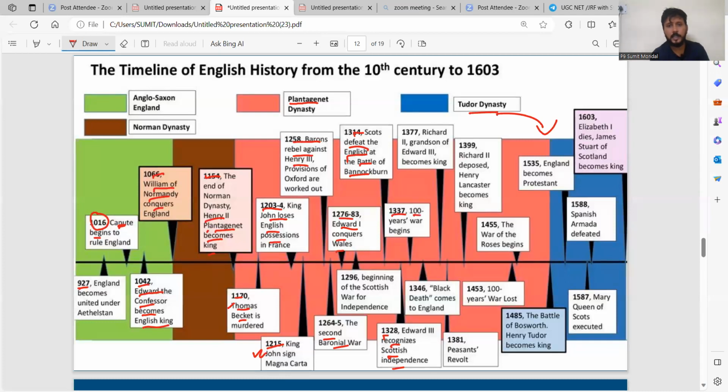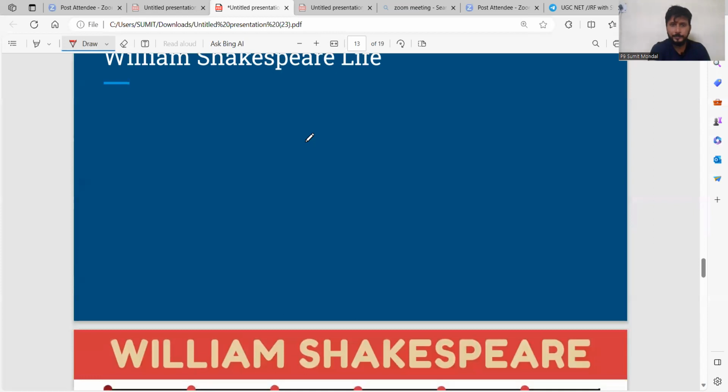1337, the Hundred Years' War begins. 1377, Richard II, grandson of Edward III, becomes king. In this time you can see the development of literature, and the development of war. Okay, and by the 16th century, what happened? The Tudor dynasty was established in 1535, as you have already seen, and the Protestant Revolution started in England with the establishment of the Tudor dynasty. Okay.